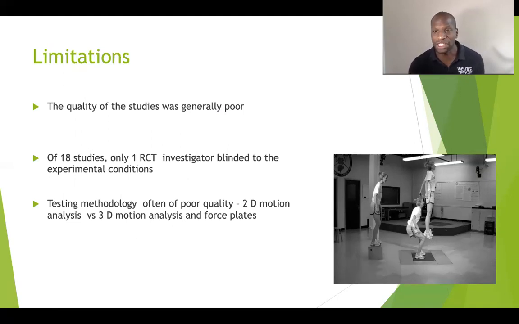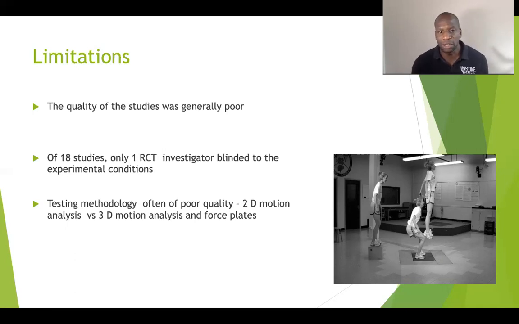It's all good and well to have a systematic review, but the quality of the studies within that review will fundamentally influence the way that you weigh that information evidentially and how it relates to your practice. Of the 18 studies involved in the systematic review, only one was a controlled randomized trial where the investigator was blinded to all of the experimental conditions. So again, this brings in the risk of bias and systematic error.